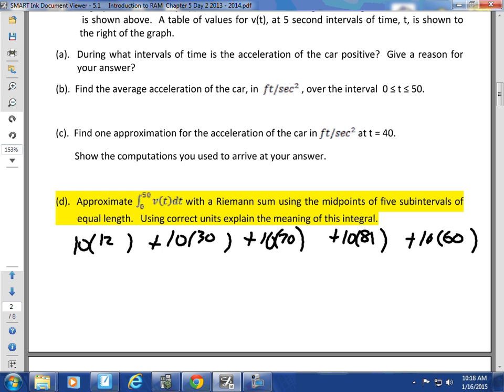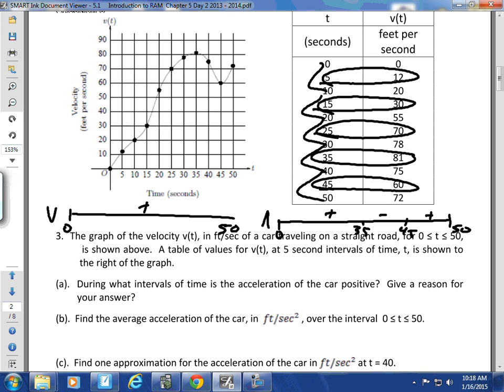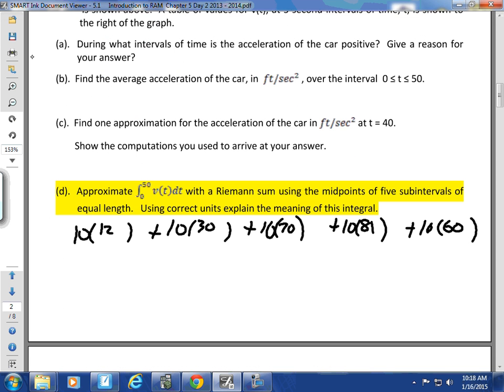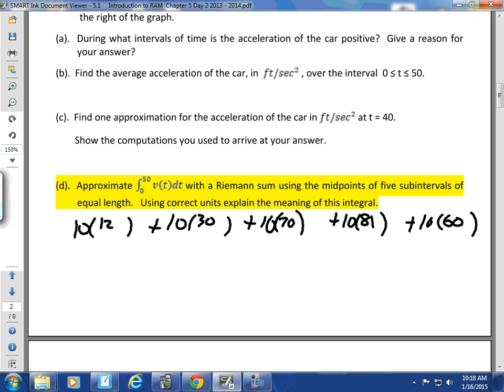I don't know what the simplified version of that number is, but we don't have a unit on it yet. So let's talk about the rectangles themselves. That 10 represents 10 seconds, and the 12 is feet per second. You multiply seconds by feet per second, you end up with feet. So when I get done with this calculation, the label on it is going to be feet. Some number of feet.